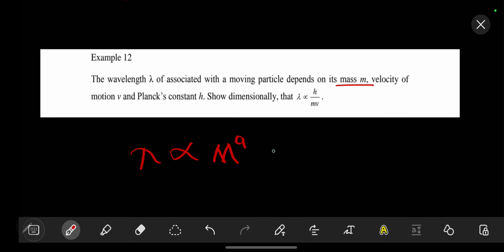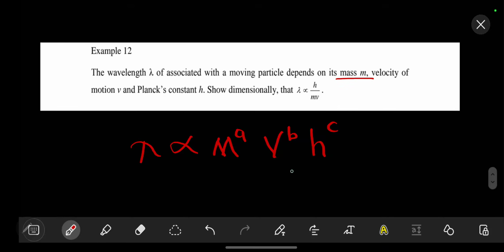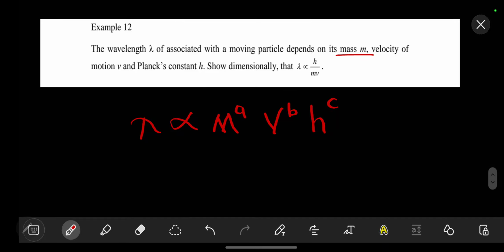Then we have our velocity to the power of b. Then we have the Planck's constant h to the power of c. So what we are going to have after this is we are going to replace. So the only challenge would be the Planck's constant.